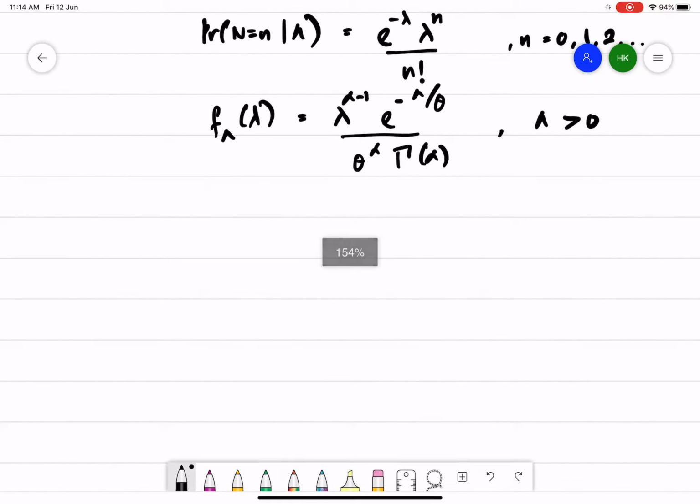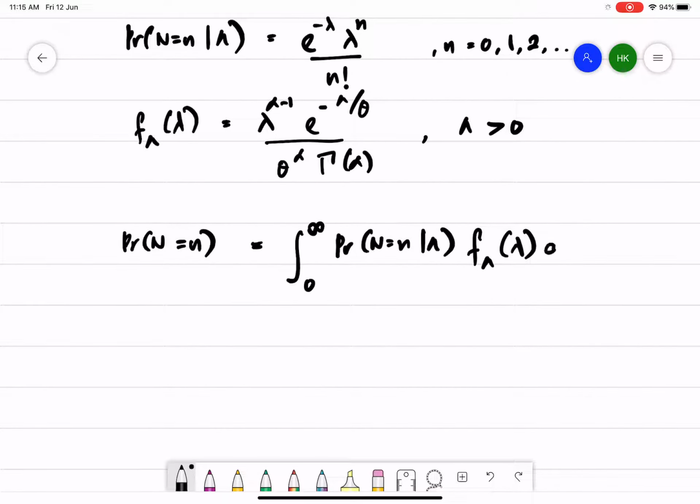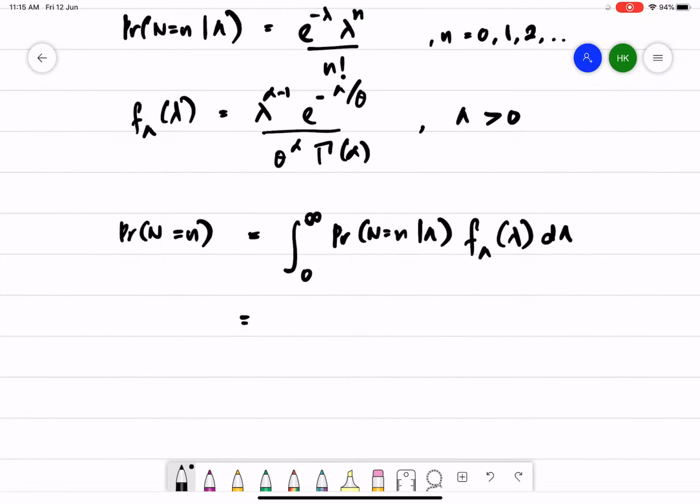To get the unconditional probability of N equal n, which is not given, we have to integrate, because we are given the distribution of lambda. The range of integration depends on the lambda distribution, which in this case is from 0 to infinity. So we integrate the probability of N equal n given lambda times f of lambda, d lambda. We just insert the equations here.